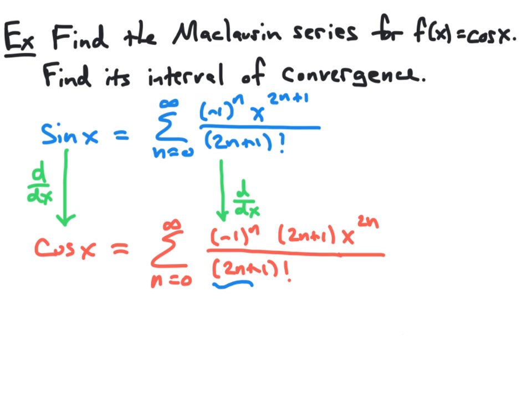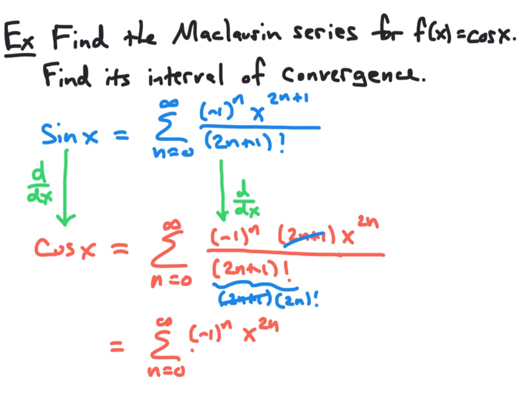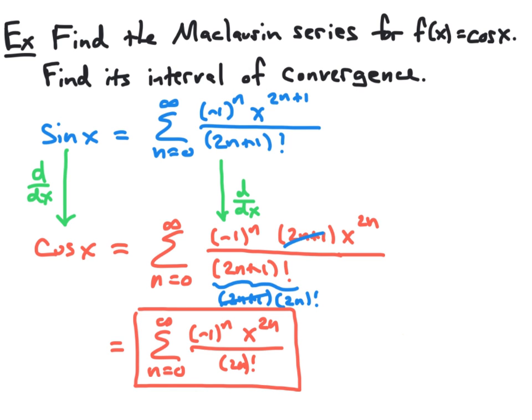Now we know that 2n plus 1 factorial can be thought of as 2n plus 1 times 2n factorial. And so here the 2n plus 1s will cancel. And what we're left with is the series from n equals 0 to infinity of -1 to the n, x to the 2n over 2n factorial. And this series here will be our Maclaurin series for the cosine function.